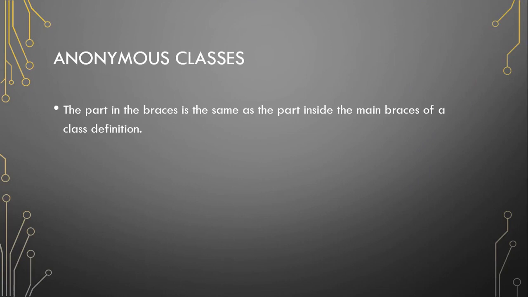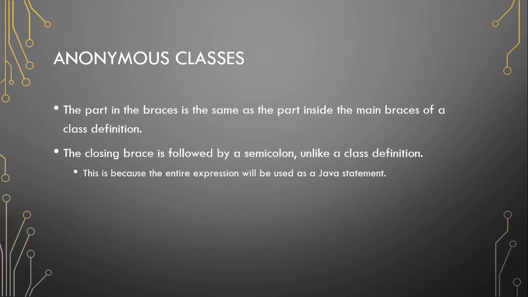The part in the braces is the same as the part inside the main braces of a class definition. The closing brace, you'll notice though, is followed by a semicolon, unlike a class definition. So that's one big thing we look at and say, wait a minute, what's the semicolon in here? Well, the reason is because the entire expression, the whole anonymous class, even though we have curly brackets and everything like that, is being treated as a single Java statement. And remember, statements we end with a semicolon.